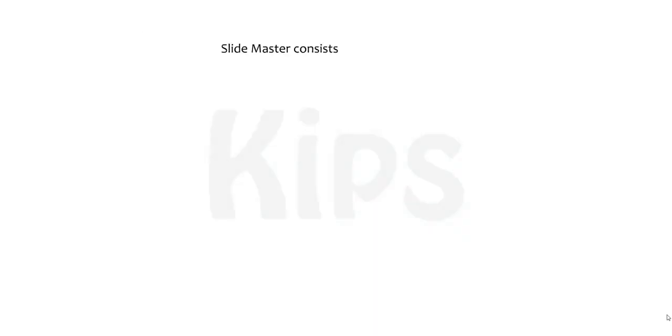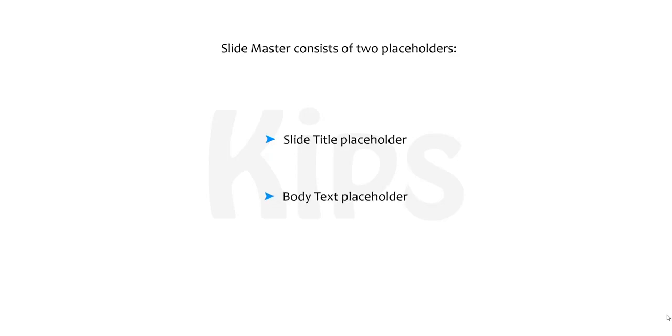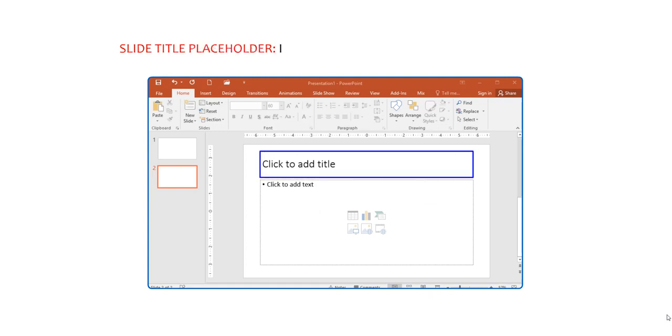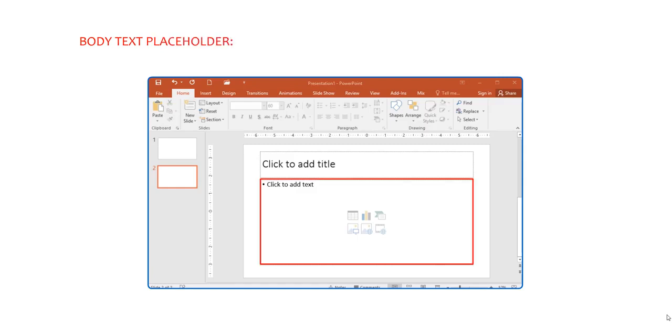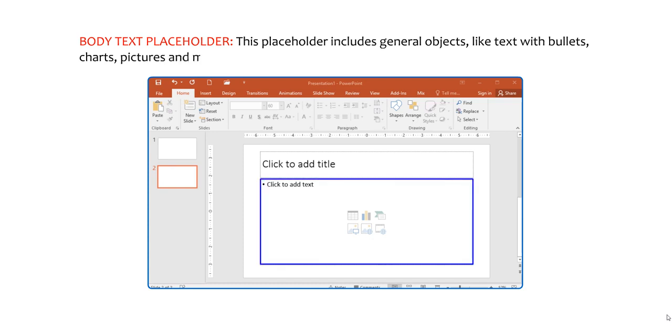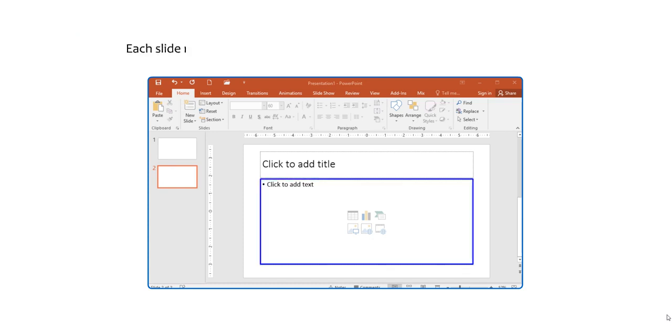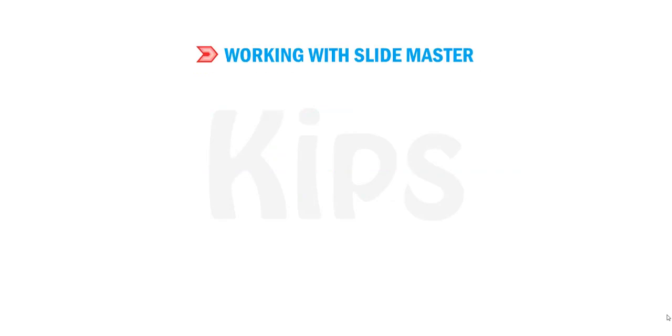Slide master consists of two placeholders: slide title placeholder and body text placeholder. Slide title placeholder: it is the first placeholder for the title of the page. You can move the title placeholder anywhere on a slide. Body text placeholder: this placeholder includes general objects like text with bullets, charts, pictures and many more. Each slide master contains one or more standard or custom sets of layouts. Let's learn how to work with slide master now.